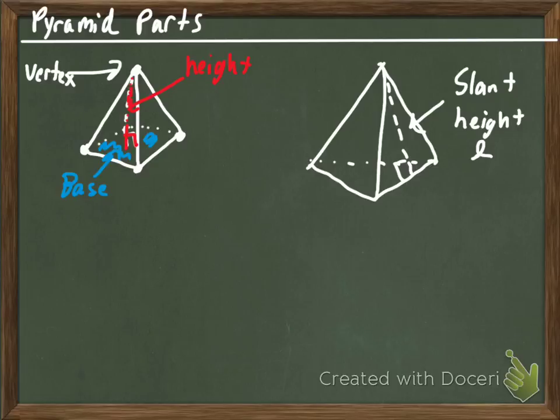And then over here I drew another picture that has the slant height of the pyramid, and the slant height is different than the height. It's the height of one of those triangle faces, and we represent slant height with that little L that I have below it.